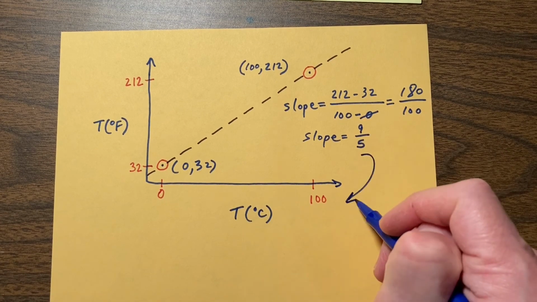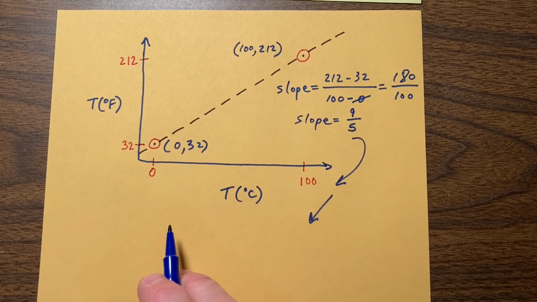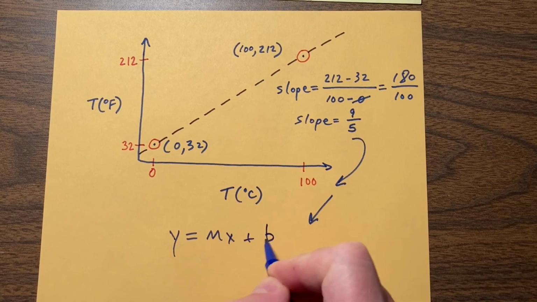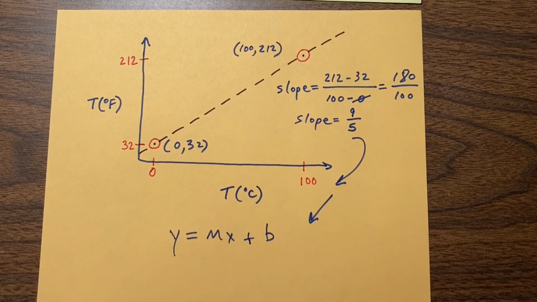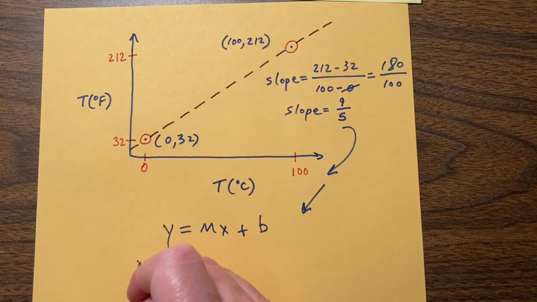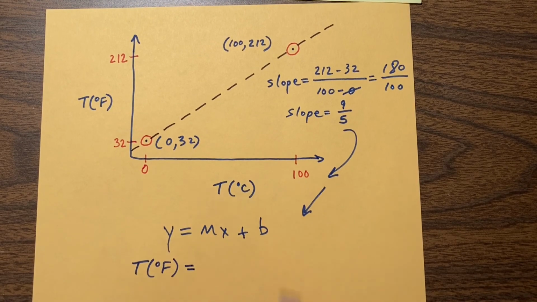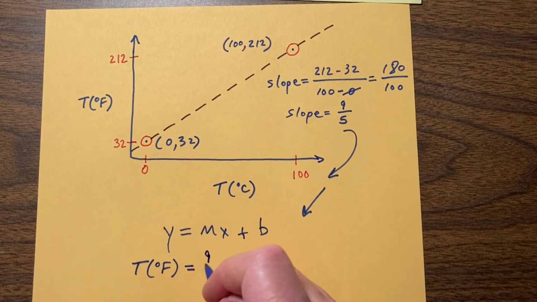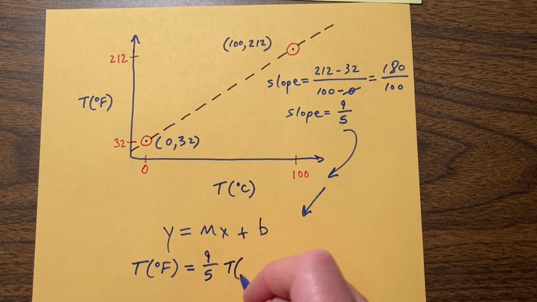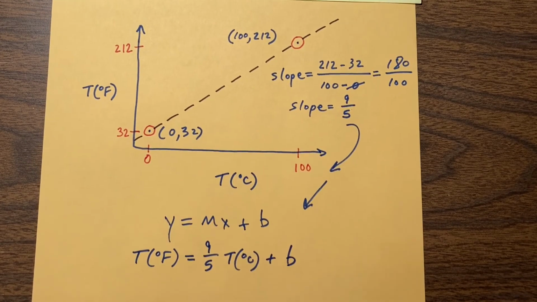Now we can take that slope down here and we can say, okay, I know that at a minimum, this is a y equals mx plus b expression I'm going to write, slope-intercept form. On the y-axis, I have temperature in degrees Fahrenheit, so I'll write temperature for degrees Fahrenheit. The y equals the slope I just calculated, which is 9/5, times the x-coordinate, which is defined as the temperature in degrees C, plus the y-intercept. So I don't know that yet.